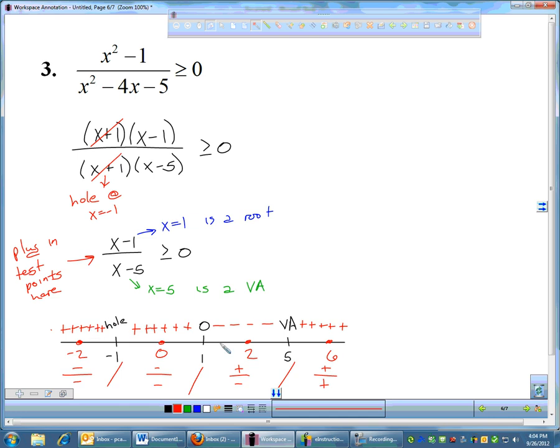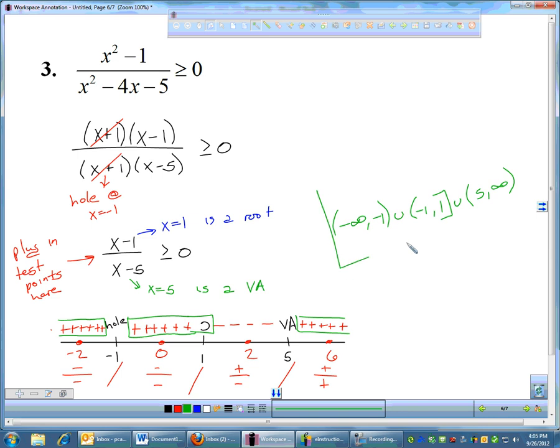Good. And let's see. I am looking for numbers greater than or equal to 0. Well, greater than 0 is positive, so I want positive numbers, right? I want all of that. And I want 0, so I'm also going to include 1, because 1 was a root. Now, I don't include negative 1, because that wasn't a 0, that was a hole. So my answer is going to be everything before negative 1, and then everything between negative 1 and 1, but I will include 1, because that was an actual 0, and then everything after 5, but not including 5. 5 is a vertical asymptote, we don't include that, all the way to infinity. So there's our answer for number 3.